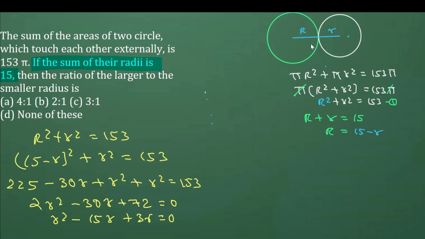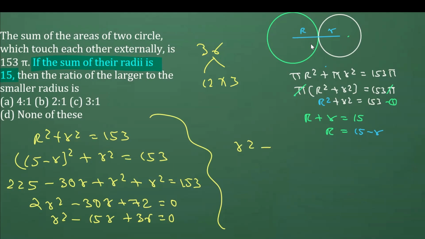So for factorization, from the factors of 36, what do we need? 15. So that is what? 9, yeah, 12 into 3, right? 12 into 3, that's what we'll do.